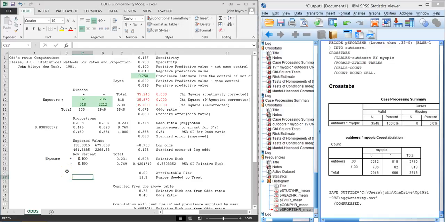We're going to continue with this Excel spreadsheet and look at sensitivity and specificity. So we're looking for a device. This is usually used for a lab test or a diagnostic test or something like that. And when you have the truth up here of the true existence of the disease, in this case we're going to say the truth is that we know the person is myopic. We have done the tests, looked at refractive error, and we've concluded that there were 600 children who are myopic and 2,948 who are not.